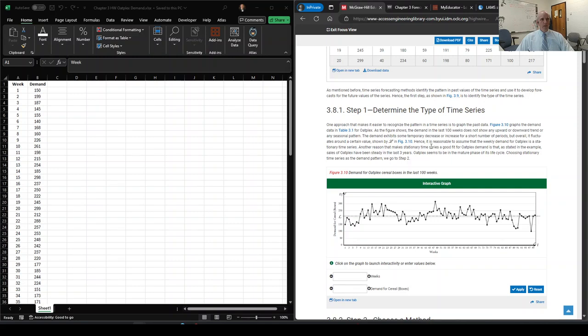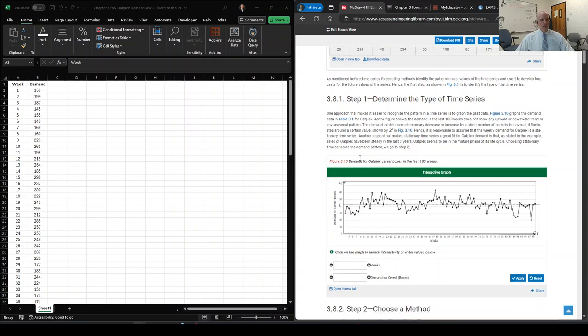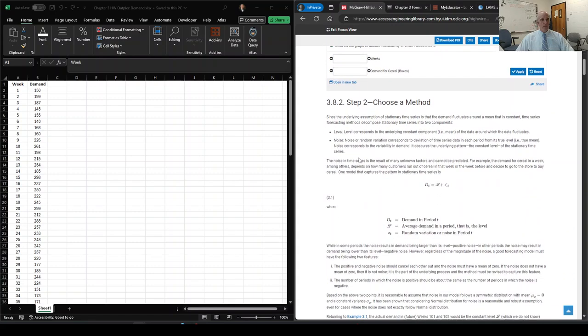Another reason that makes stationary time series a good fit is that, as stated, sales have been steady in the last 3 years. Oatplex seems to be in the mature phase of its life cycle. So, choosing stationary time series is the first step. Let's go to step 2. Let's choose a method.